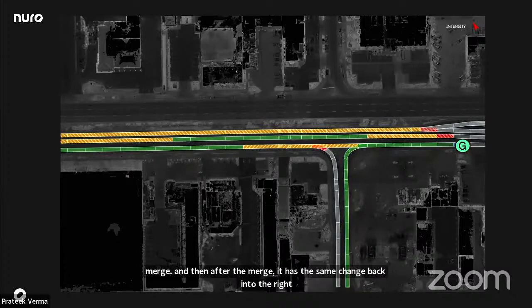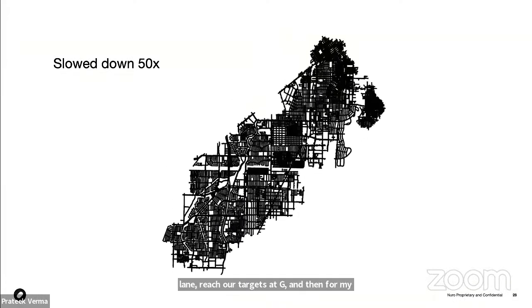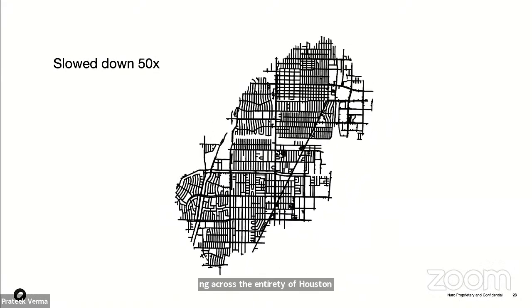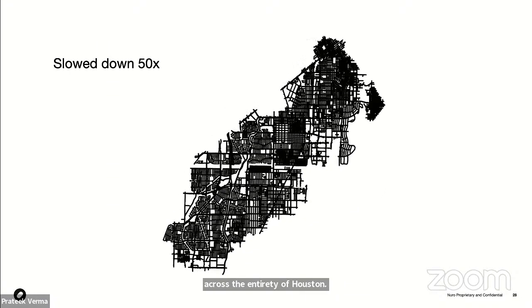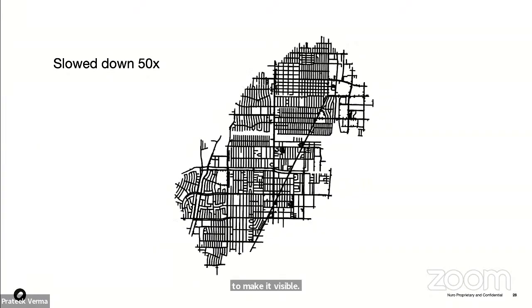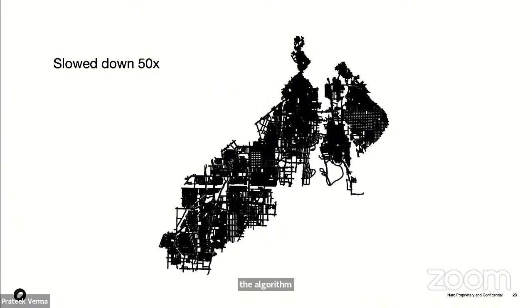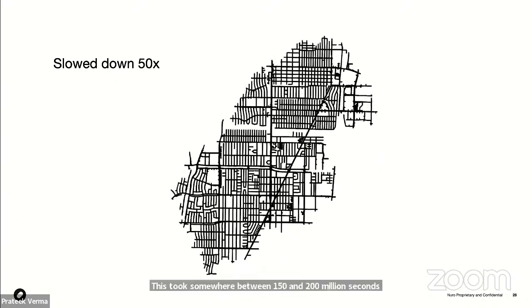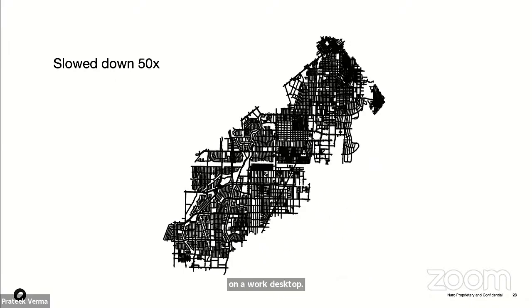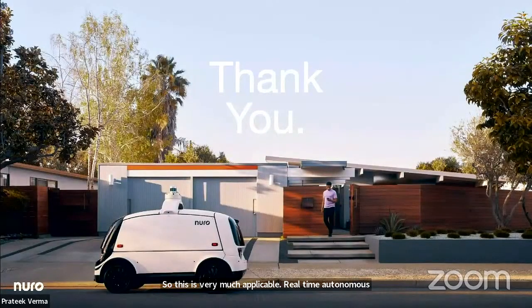And then for my final slide, I want to leave you with this video of the router routing across the entirety of Houston. I've had to slow this down by 50 times or so to make it visible what's happening here. As you can nicely see, the fronts of the algorithm are expanding. This took somewhere between 150 and 200 milliseconds on a work desktop. So this is very much applicable to real-time autonomous vehicle routing. And with that, I want to thank you for your attention, and I'm looking forward to your questions. Thank you.